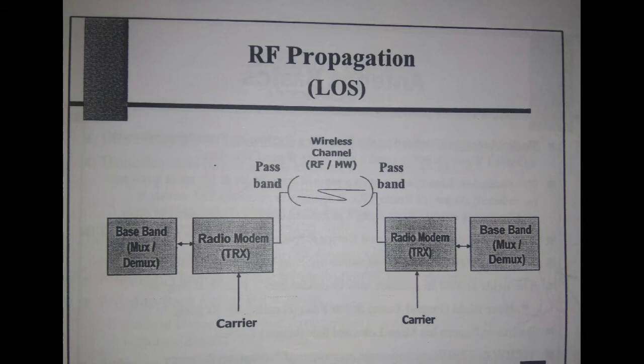Generally, a baseband signal is there, which is modulated by a carrier and passed to the passband, and the wireless RF or microwave transmission takes place as shown in the figure. Similarly, at the receiver side, the RX demultiplexer is there and the signal is recovered. Just a basic idea of wireless channel communication.